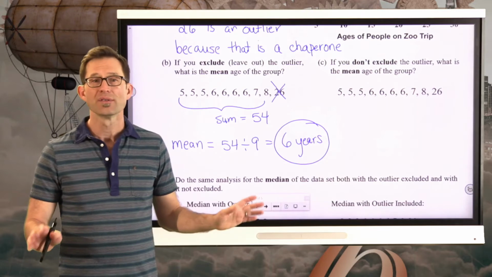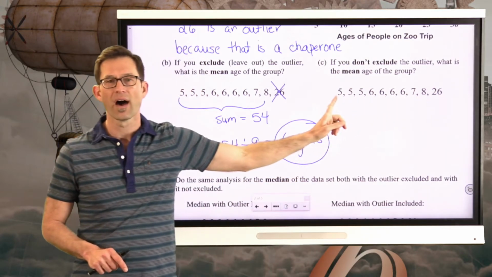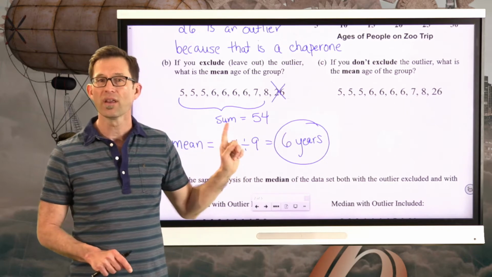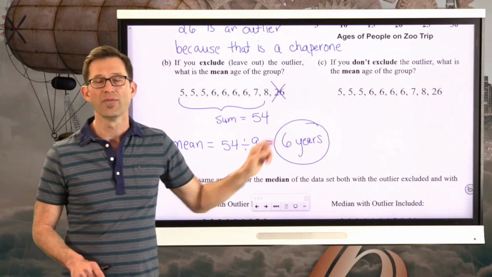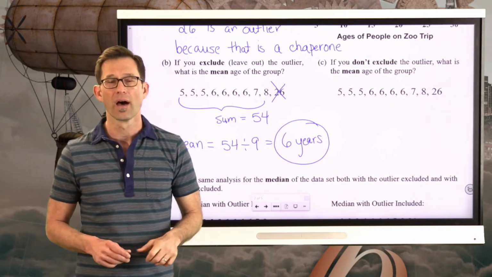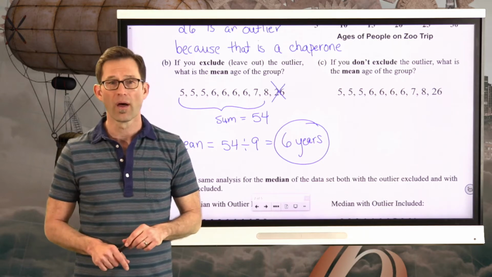Same song, second verse. I'd like you to now find the mean of these 10 values. And by the way, you already know the sum of the first 9, so maybe just add the 26 to the 54. It'll make finding your mean a lot easier. Pause the video now and find the mean with the outlier included.